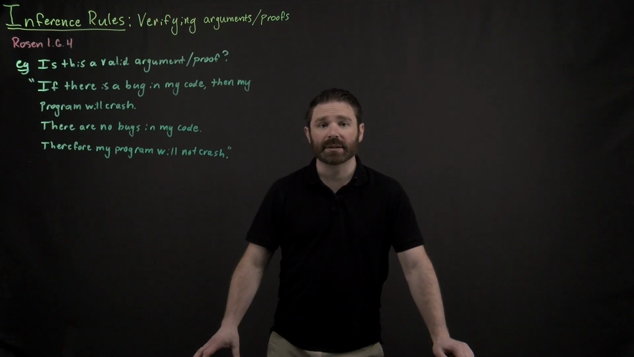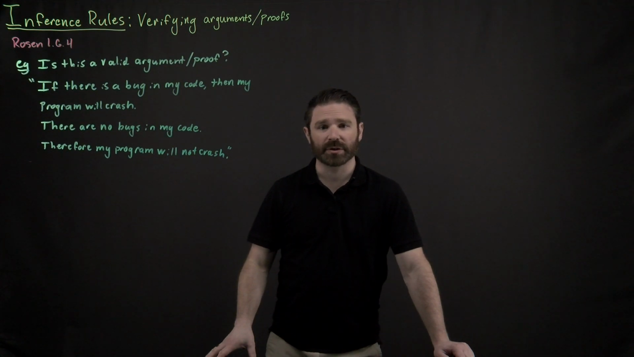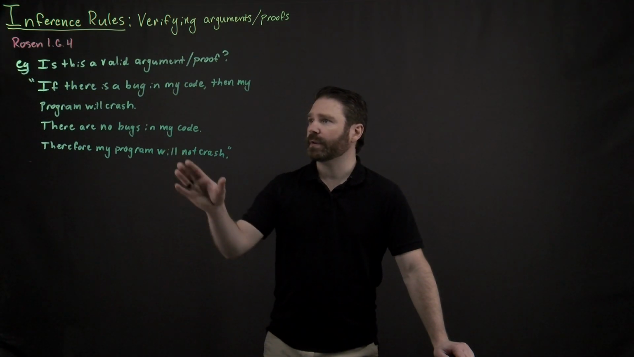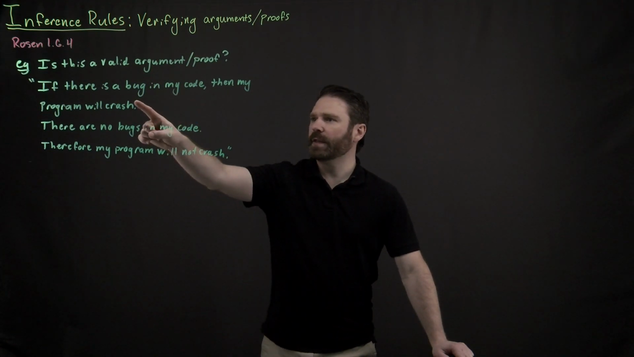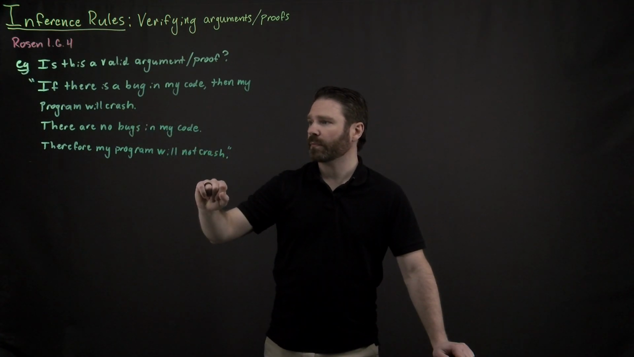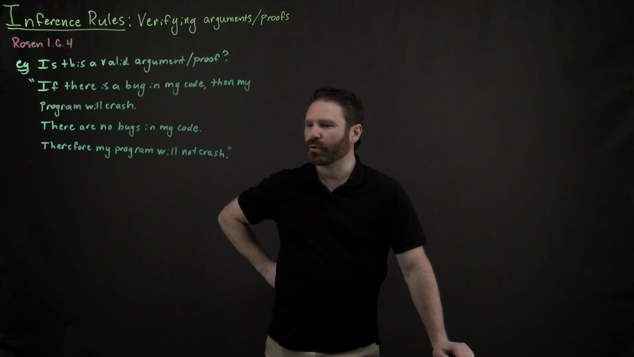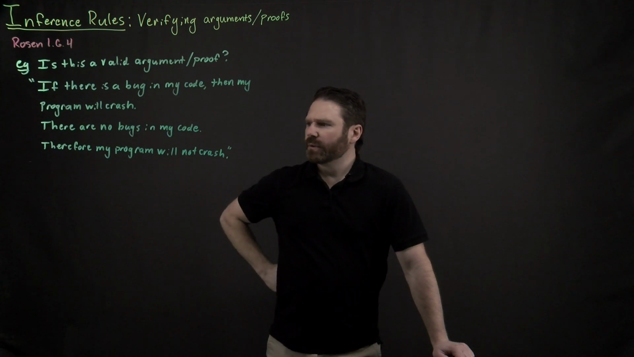So let's go ahead and consider another example of trying to verify an argument or a proof. So here I've already written the example out, and I want to figure out if this is a valid argument or a proof. If there is a bug in my code, then my program will crash. There are no bugs in my code. Therefore, my program will not crash. Is this a valid argument or not?